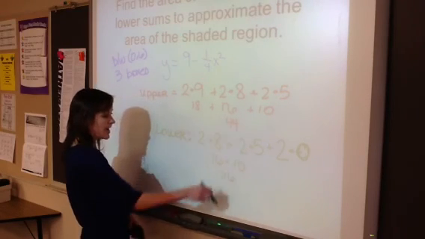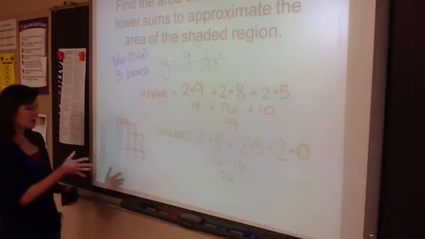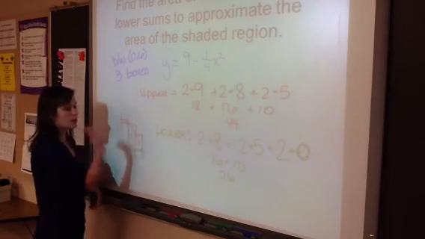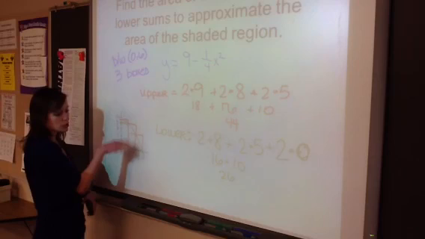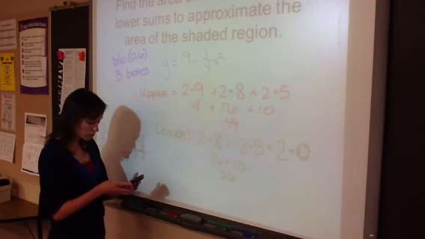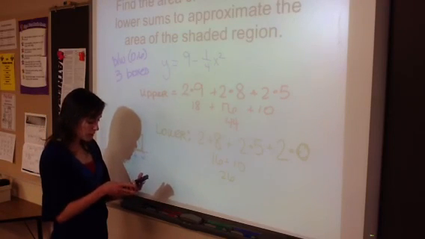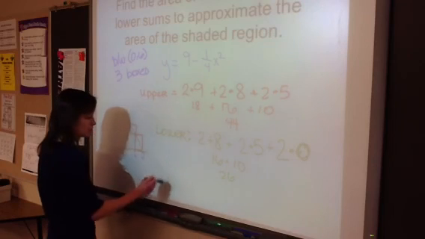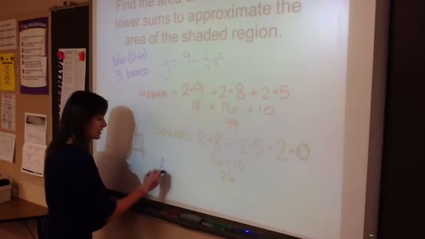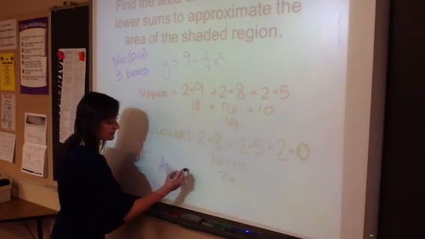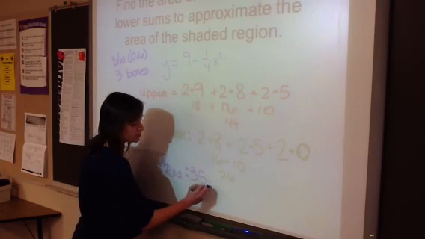Notice the huge gap. And that is why you can't just use the upper sum by itself and the lower sum by itself. That's why you've got to average the two. And if we average 26 and 44, we get 35. So our area is 35. And you can say units squared.